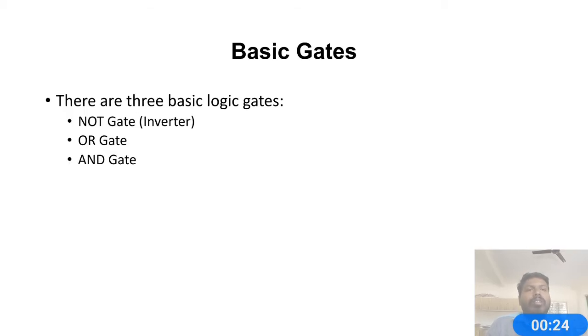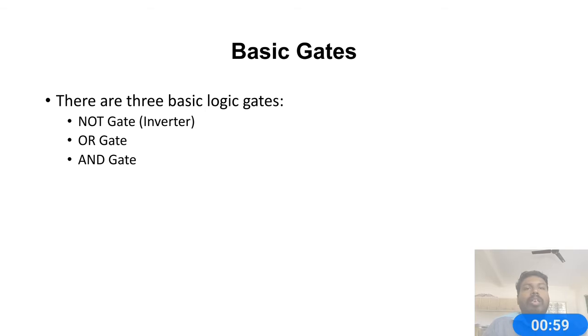Dear students, we know very well what a logic gate is. A gate is simply an electronic circuit which accepts two or more input signals and produces only one output signal. The logic gate is also called a logical circuit. There are two states: input and output will be either 0 or 1. We know that there are three types of basic gates available.